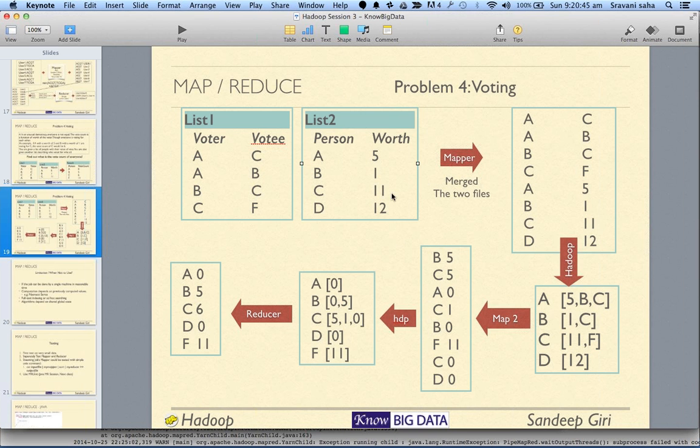Had it been a clause in voting that if a person's worth is greater than 10, ignore them, then in this mapper you would filter out the values here itself so that you do not list C and D. So you can do a where clause also. This is an example of a where clause that I'm talking about.